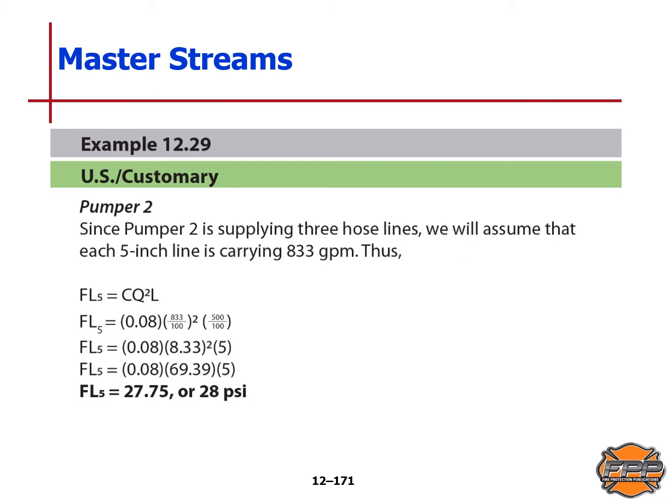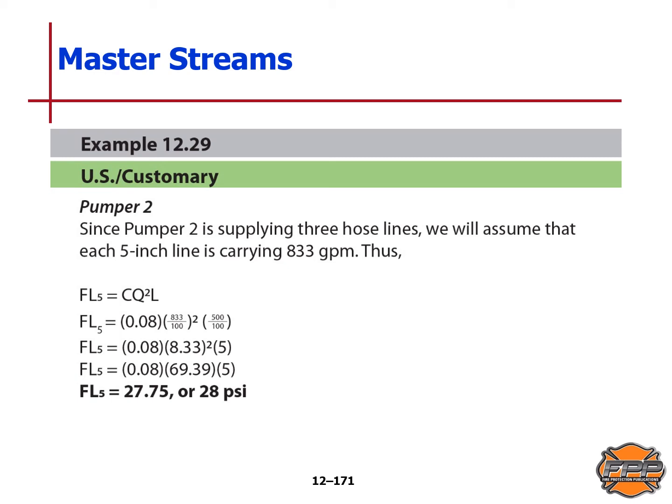Now let's talk about pumper 2. Since pumper 2 is supplying 3 hose lines, we will assume that each 5-inch line is carrying 833 gallons per minute. Thus, FL5 equals CQ squared L, same formula again. So friction loss for 5 equals 0.08 times 833 divided by 100, squared, times 500 divided by 100, which is our hose length divided by 100.